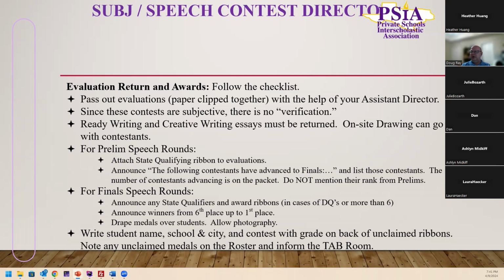Any unclaimed ribbons or medals, write the names of the student, the school, and the contest on the ribbon. Bring the medal back after notating it on the roster that the student did not pick up their ribbon. And then we'll put a little label on it, put it in the right bag.